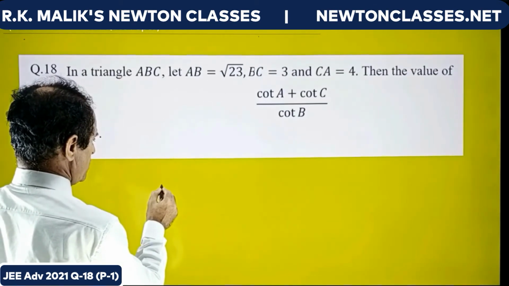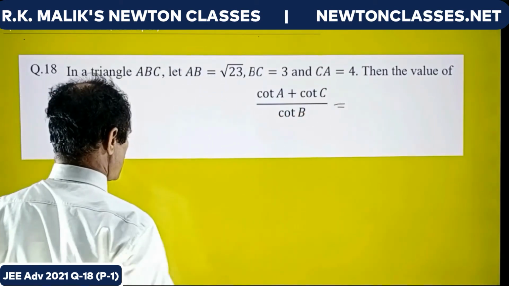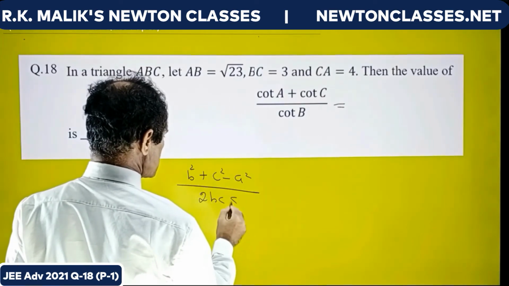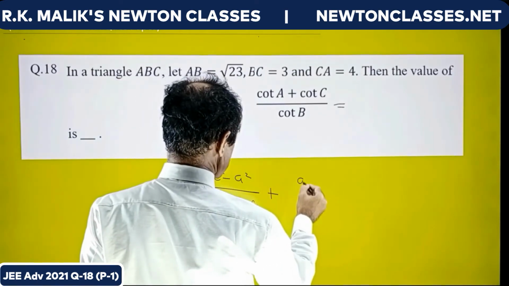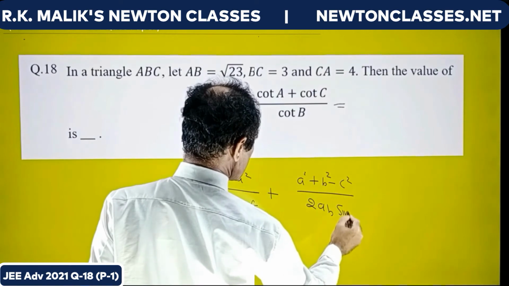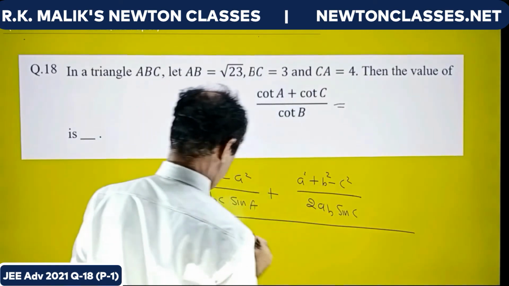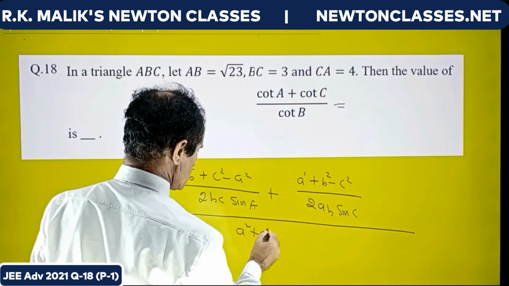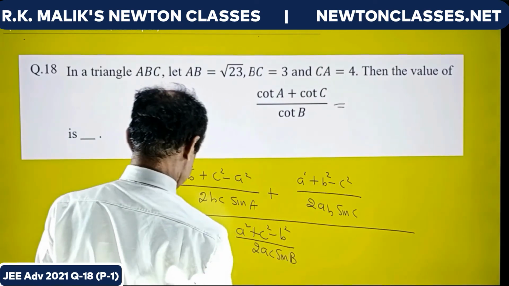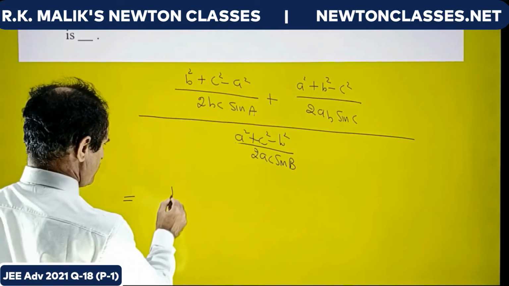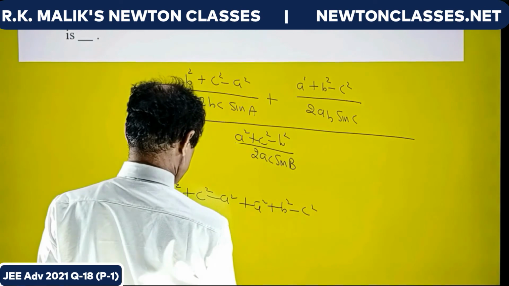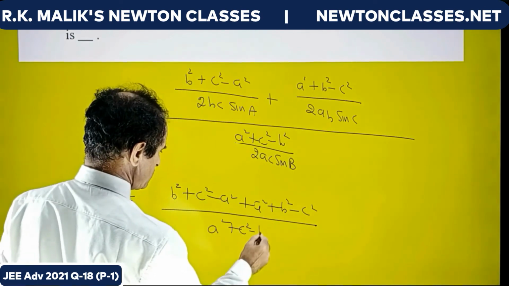Alternatively, I could also do it in this way, that this is equal to (b square plus c square minus a square upon 2bc sin a plus a square plus b square minus c square upon 2ab sin c) whole upon (a square plus c square minus b square upon 2ac sin b), that is equal to b square plus c square minus a square plus a square plus b square minus c square upon a square plus c square minus b square.